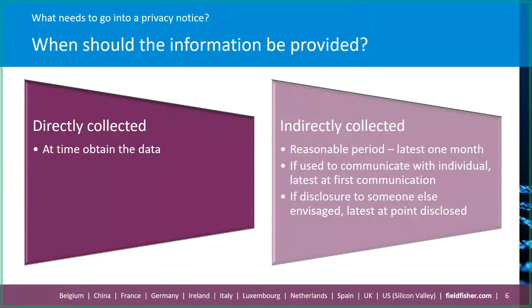If you are using the information to communicate with individuals, i.e. if you've collected an email address, that information should be provided to the individual at the latest at the point of that first communication with the individual. And if you envisage that you will disclose the personal data to a third party, then the notice should be given to the individual at the latest point when the information is disclosed to that third party.